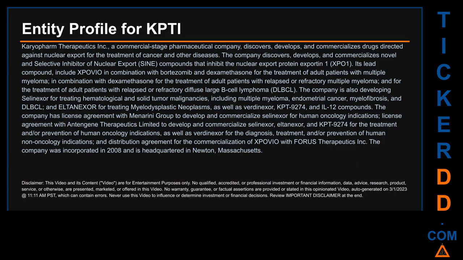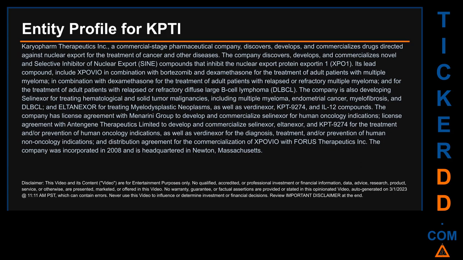Karyopharm Therapeutics Inc., a commercial-stage pharmaceutical company, discovers, develops, and commercializes drugs directed against nuclear export for the treatment of cancer and other diseases. The company discovers, develops, and commercializes novel and selective inhibitor of nuclear export, or SINE, compounds that inhibit the nuclear export protein exportin-1, XPO1.